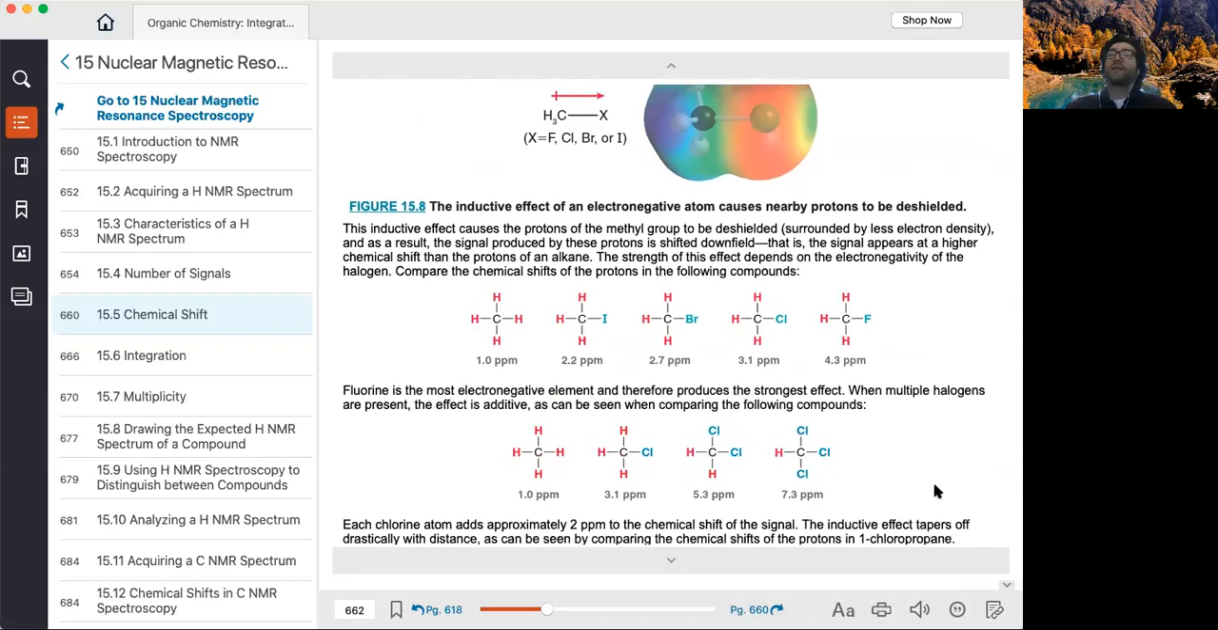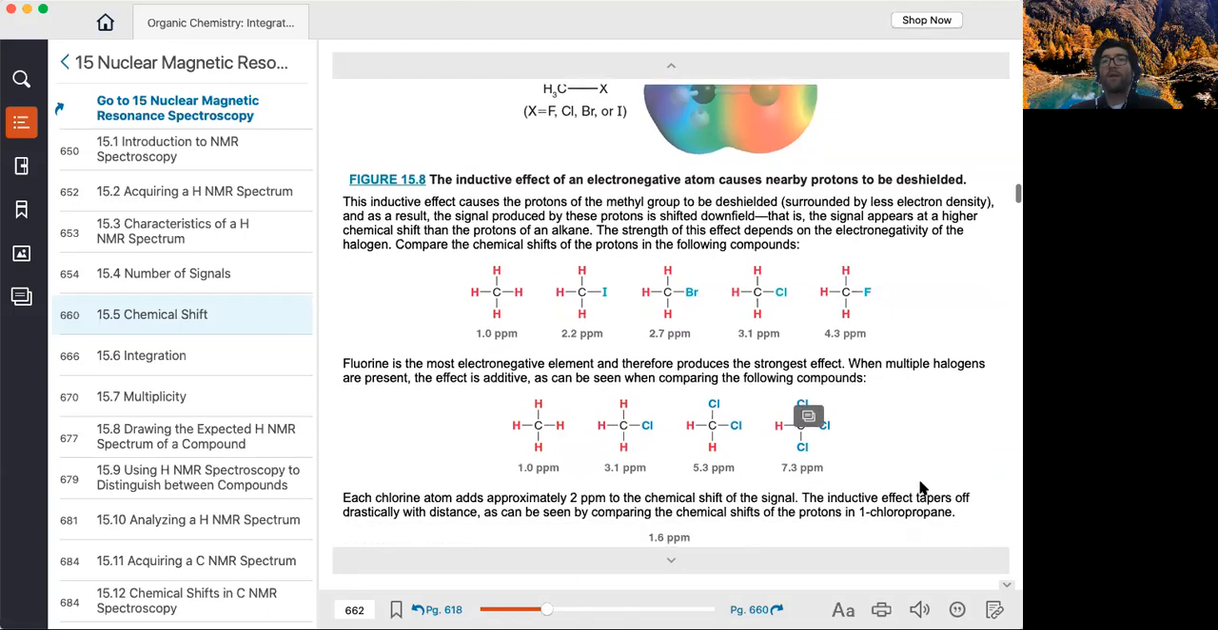And adding halogens or electronegative atoms adds to the downfield shift we see, where in methane, again, it's 1 ppm, but adding 1 chlorine gives you 3 ppm, 2 around 5, and 3 around 7. So this is around a 2 ppm downfield shift for every chlorine added. These effects are additive in every spectrum, more or less, so you can expect the same no matter what molecule we're talking about.